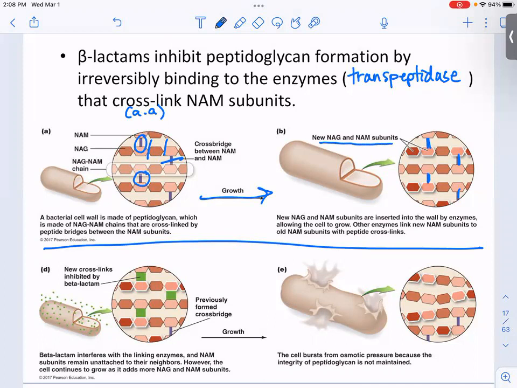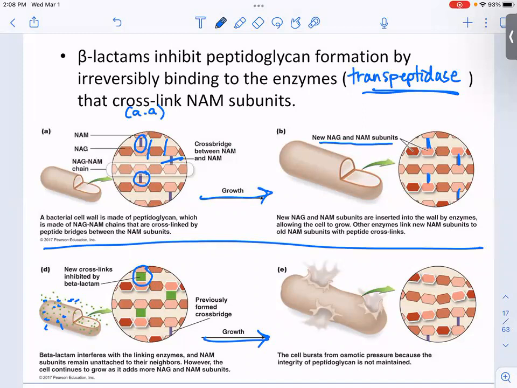But if the bacteria cell is in the presence of some antibiotic, so all these little green specks here are supposed to be some beta-lactam antibiotic, these green cross bridges that should be forming are not. The antibiotic inhibits the transpeptidase enzyme from making those cross bridges. And so what you end up with over time, as the bacteria cell is trying to grow and expand its cell wall, is peptidoglycan that's not sound.